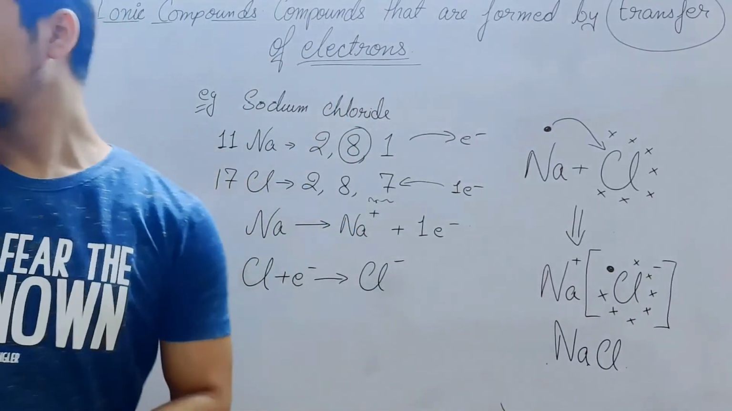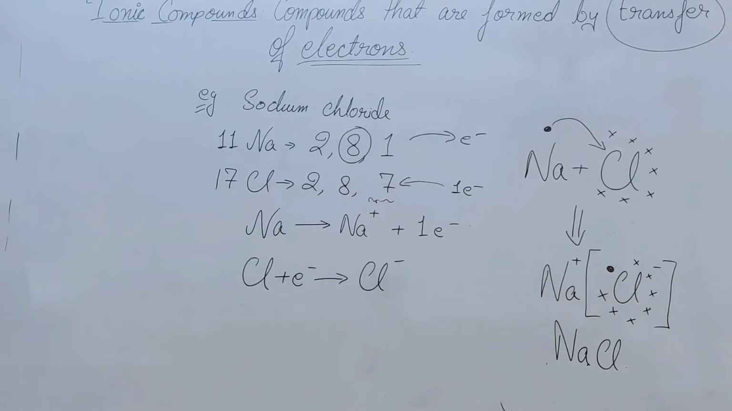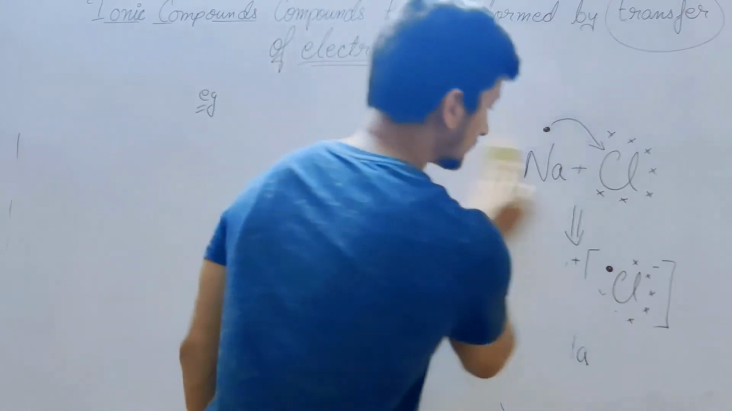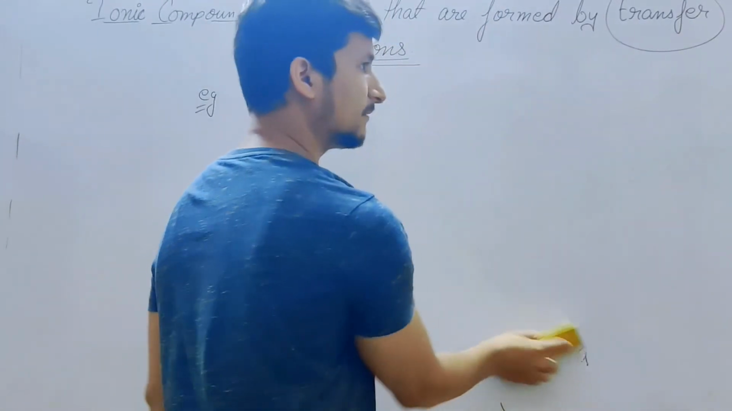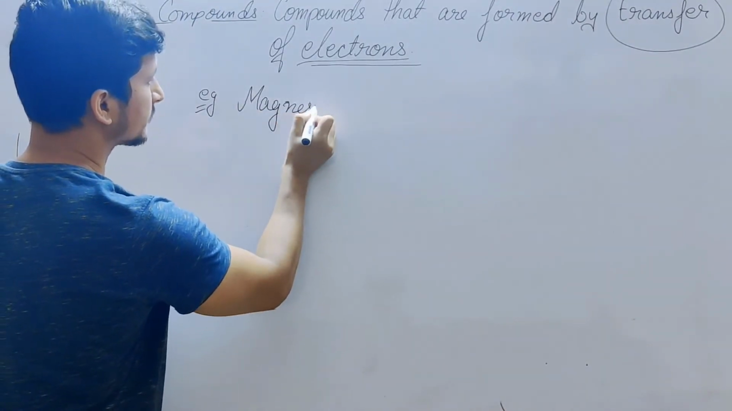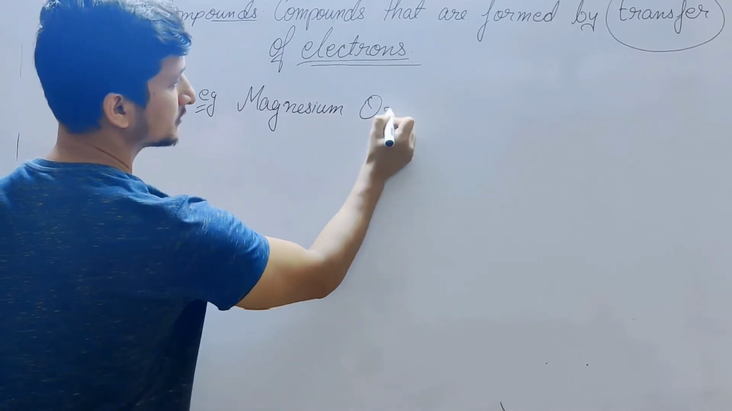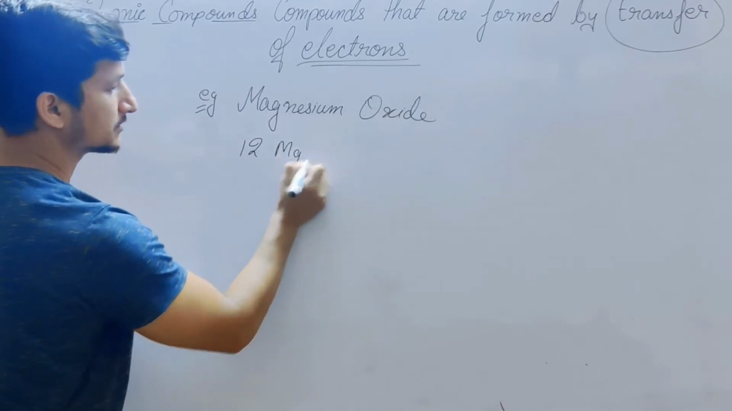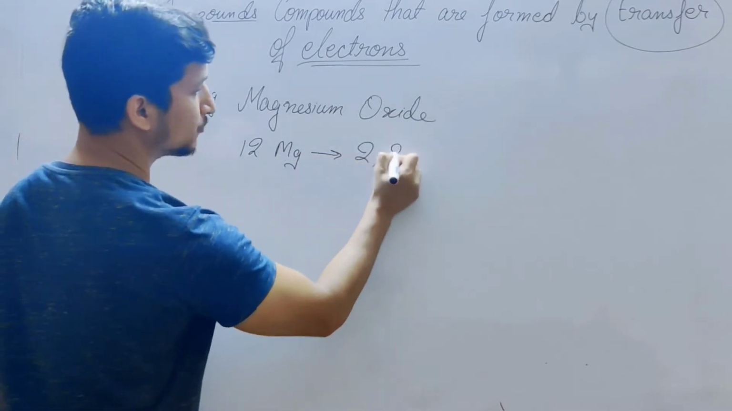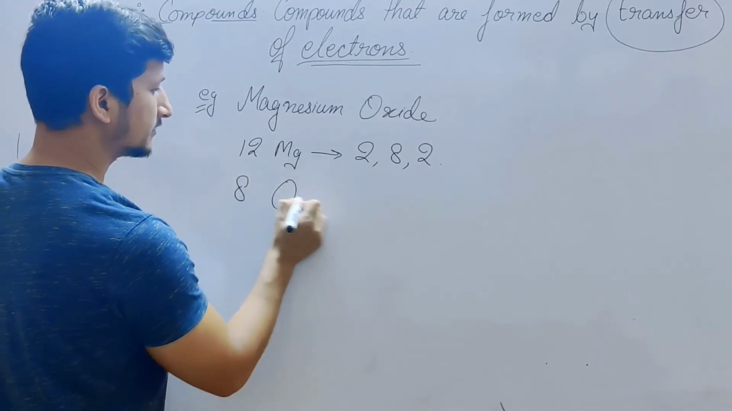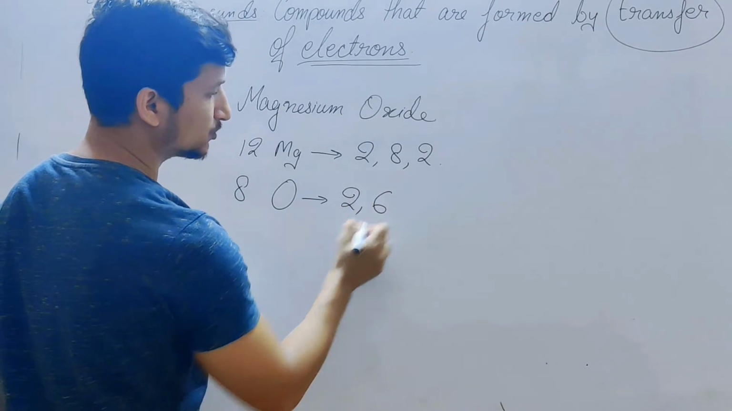Now, moving forward, let us see the formation of some more compounds. Let us take the example of magnesium oxide. We know the atomic number of magnesium is 12, so its electronic configuration will be 2, 8, 2. Oxygen, having atomic number 8, has electronic configuration 2, 6.